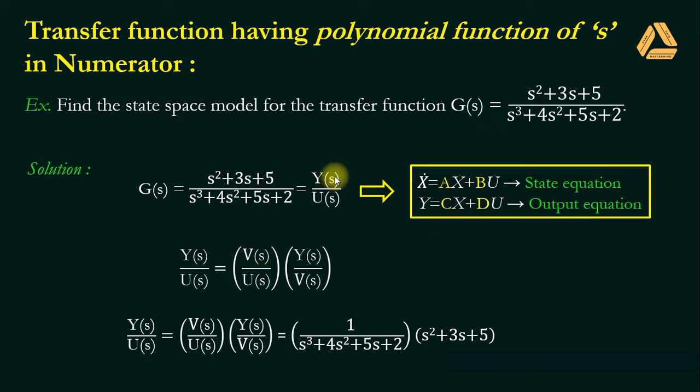So I'm just rewriting Y of s by U of s as B of s by U of s into Y of s by B of s, introducing an intermediate output B of s, and separating the denominator term and numerator term, because the denominator term contains most of the information of the control system. Thus I'm going to get the state equation from the denominator term and the output equation from the numerator term, considering the intermediate output B of s. You will better understand when we proceed.